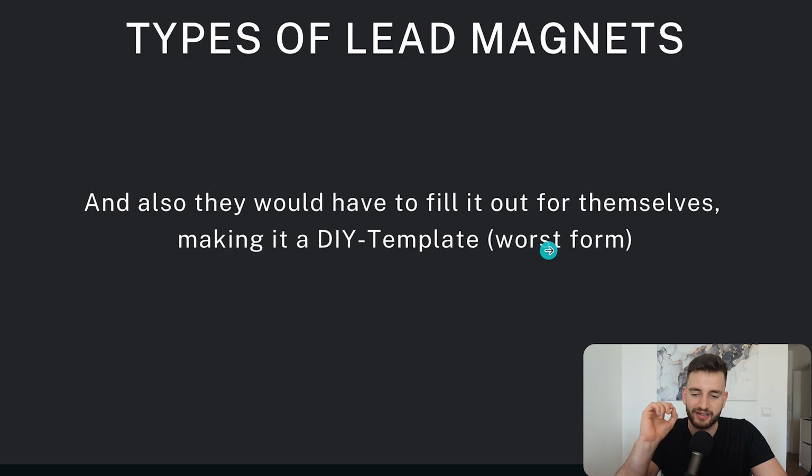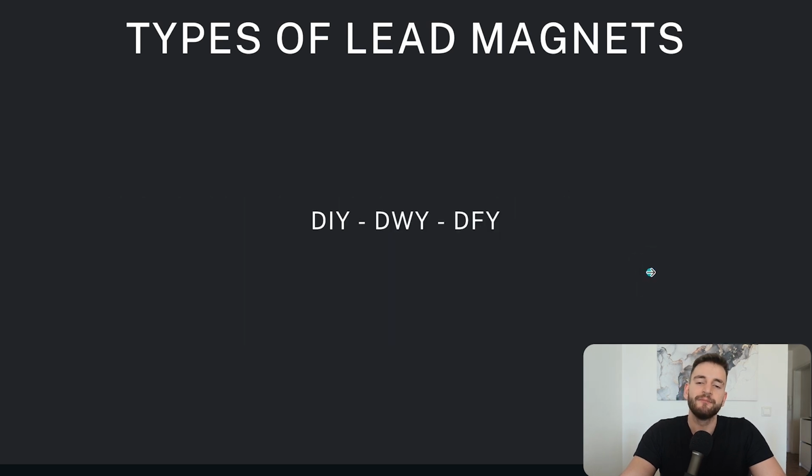And if you don't understand what DIY, do-it-yourself, really means, I am going to show this to you on the next slide, guys. So this is a very important concept, guys. It's very interesting. So there are 3 forms of giving value. And basically the first one is do it yourself.